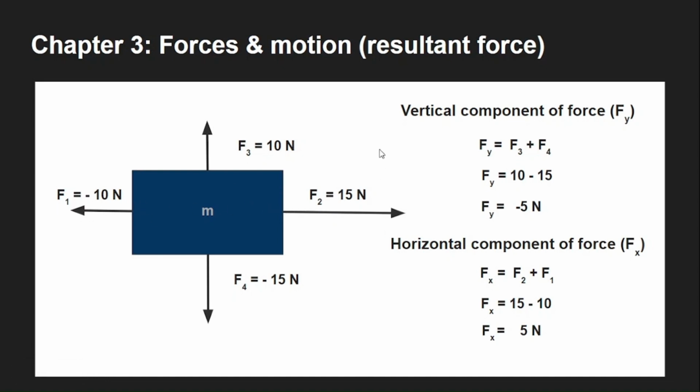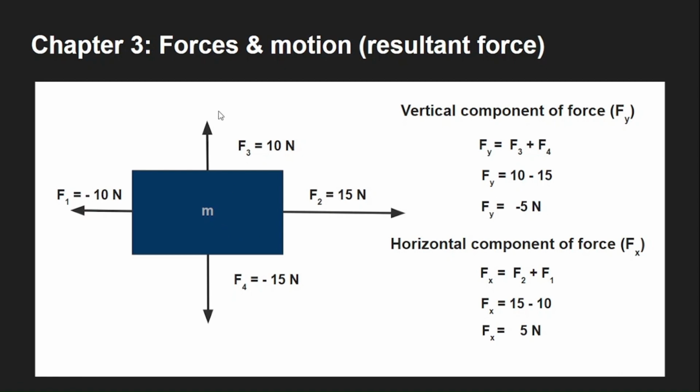So we take F3 and F4 and add them together to get the vertical component of the force, Fy. F3 acts upwards. It has a value of 10 newtons, so it's going to be plus 10. F4 acts downwards and has a value of 15 newtons, so it's going to be minus 15. That gives you a net value of minus 5 newtons, or 5 newtons downwards. And this makes sense, right?